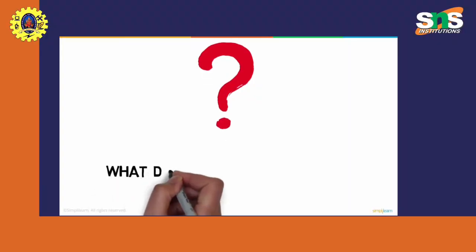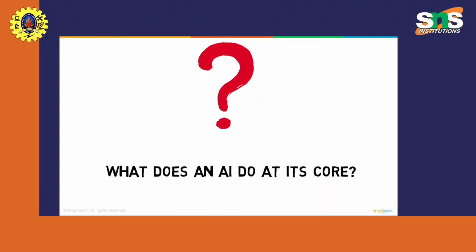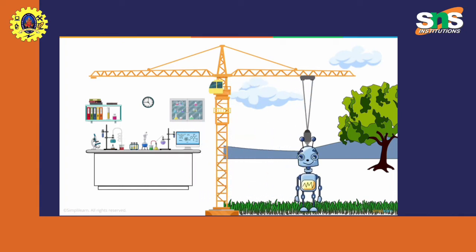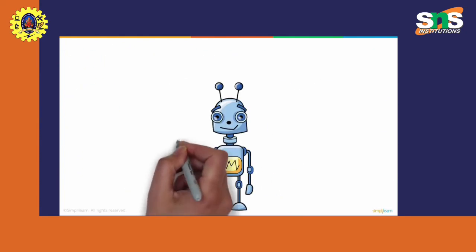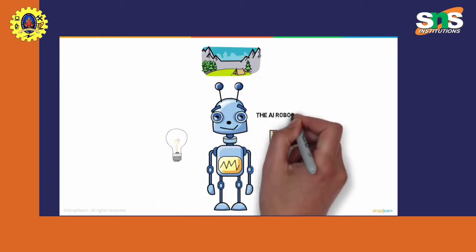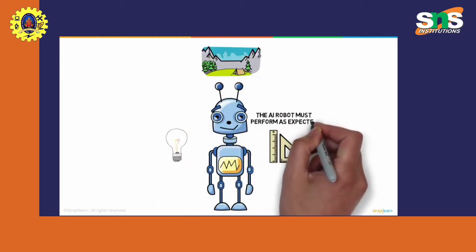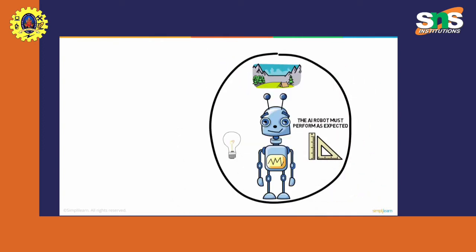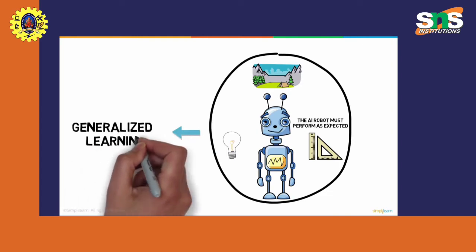The real question is, what does an AI do at its core? Here is a robot we built in the lab which is now dropped onto a field. In spite of the variation in lighting, landscape and dimensions of the field, the AI robot must perform as expected. This ability to react appropriately to a new situation is called generalized learning.